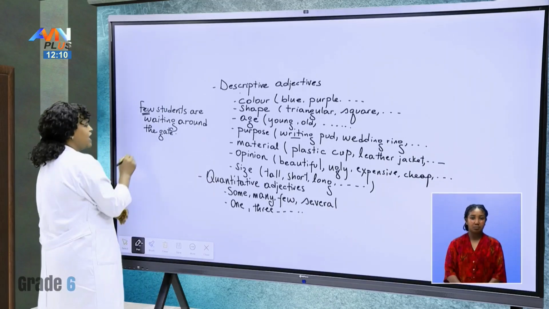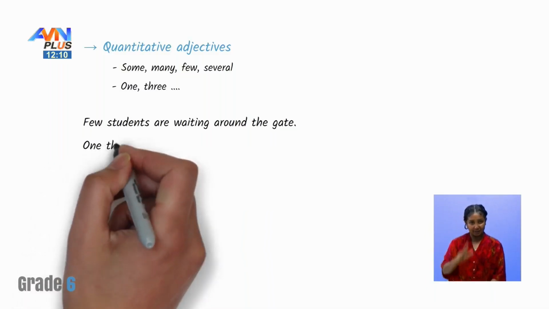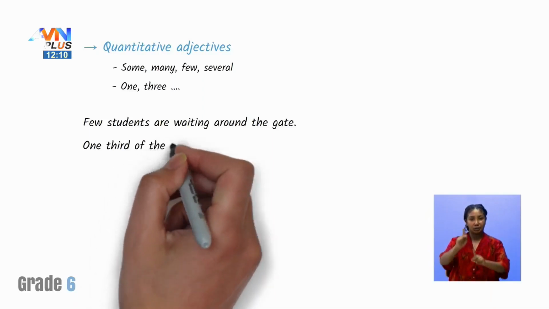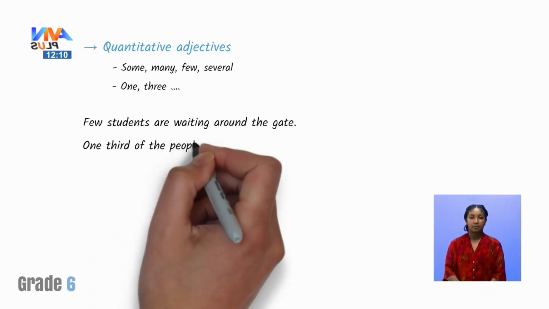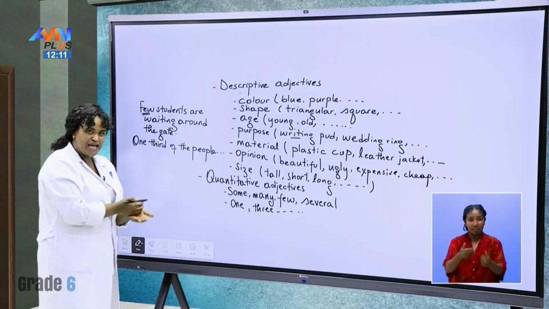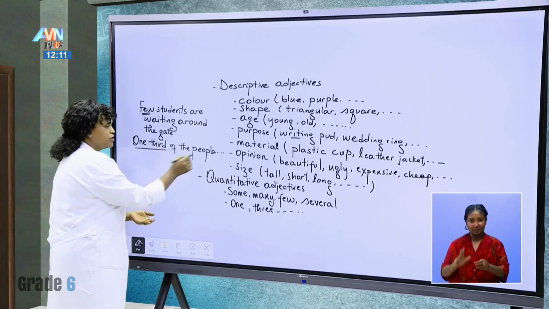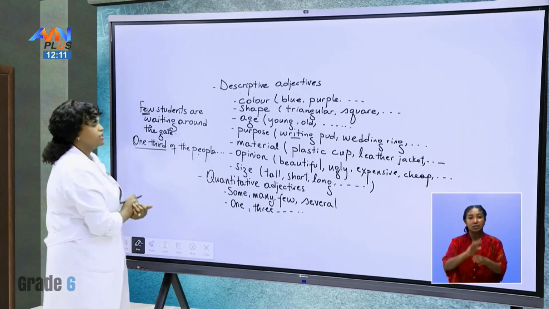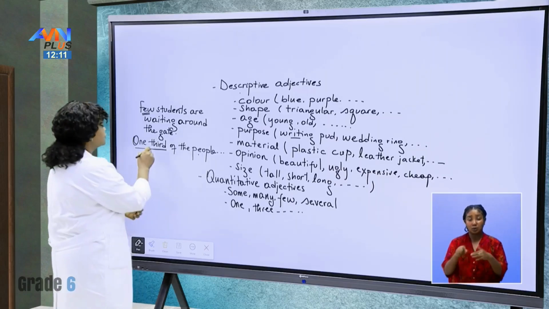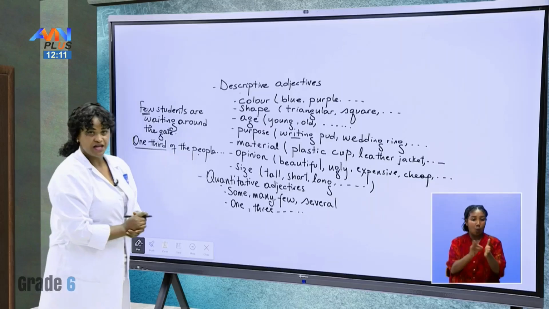Or you can say 1/3 of the population or the people. Look, 1/3 of the people. Now, I am identifying the people by a number. What do I say? 1/3. People is what? A general noun, right? It is a common noun. So 1/3 is what? An adjective. What kind of adjective? Quantitative adjective.